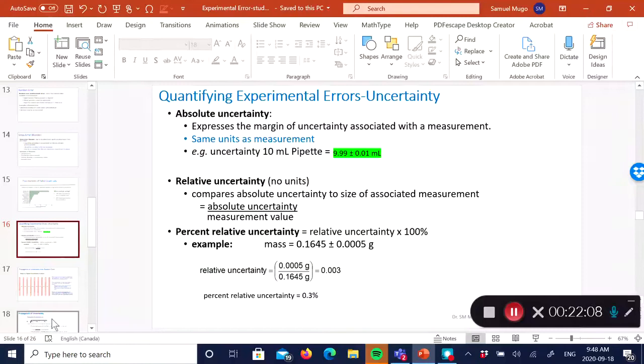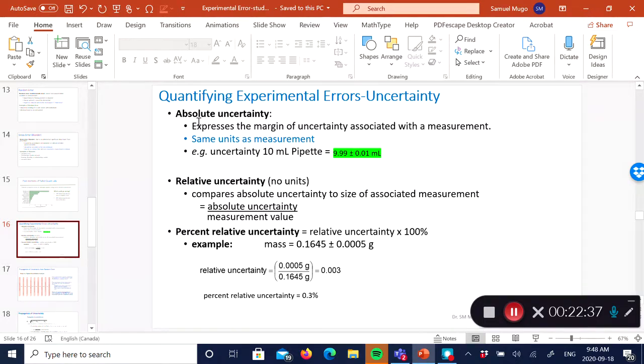So I'd like us to talk now about how you quantify, especially, indeterminate errors. How do you quantify them? And that's what I'm calling uncertainty. Quantifying indeterminate experimental errors. Okay. Now, there are two ways of doing this quantitatively. There's what you call the absolute uncertainty and what you call the relative uncertainty.